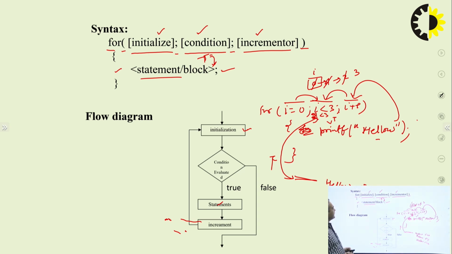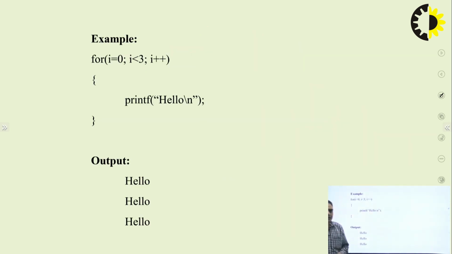The same way, you can easily understand the while loop, do while loop, and for loop. The basic fundamental structure is initialization, condition, and increment or decrement. Here you can see: for I equal to 0; I less than 3; I plus plus, print hello.